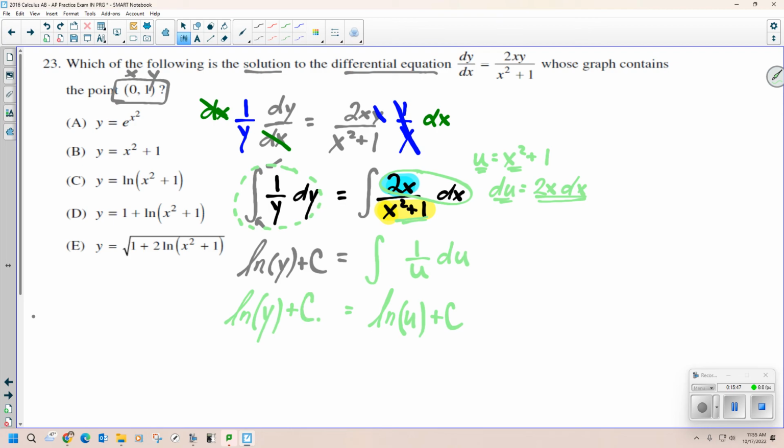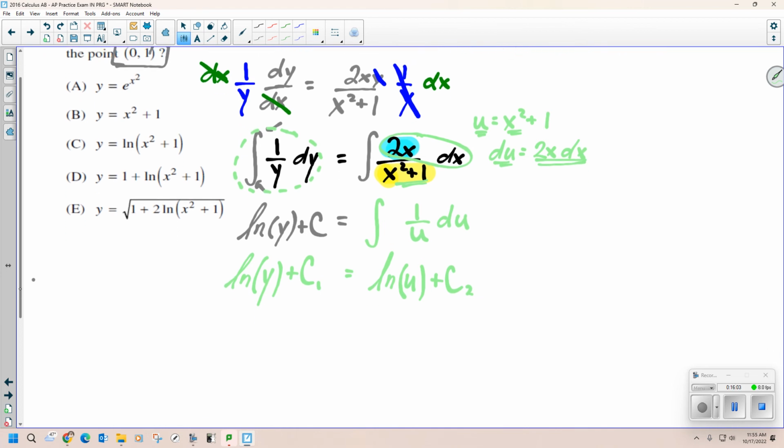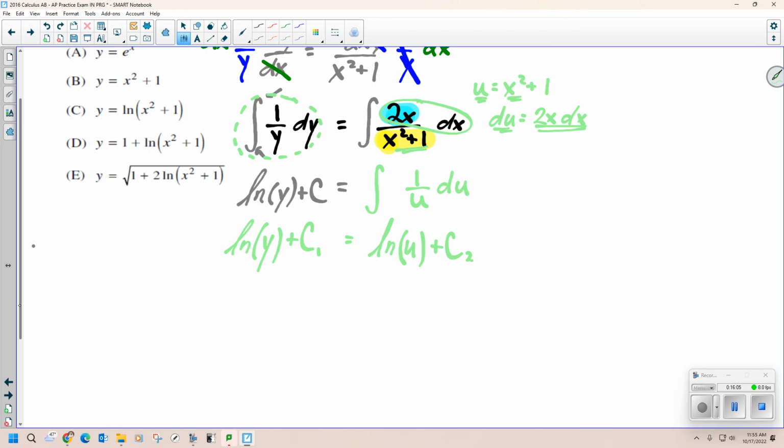Keep in mind that these constants are two different constants. I'm just going to put a little sub 1 and sub 2. They might be the same, who knows? But there are literally an infinite amount of constants. And the chance that they might be the same is real slim. But even if they're the same and you get 0 when they cancel, 0 is still a constant. You can still represent that with c.